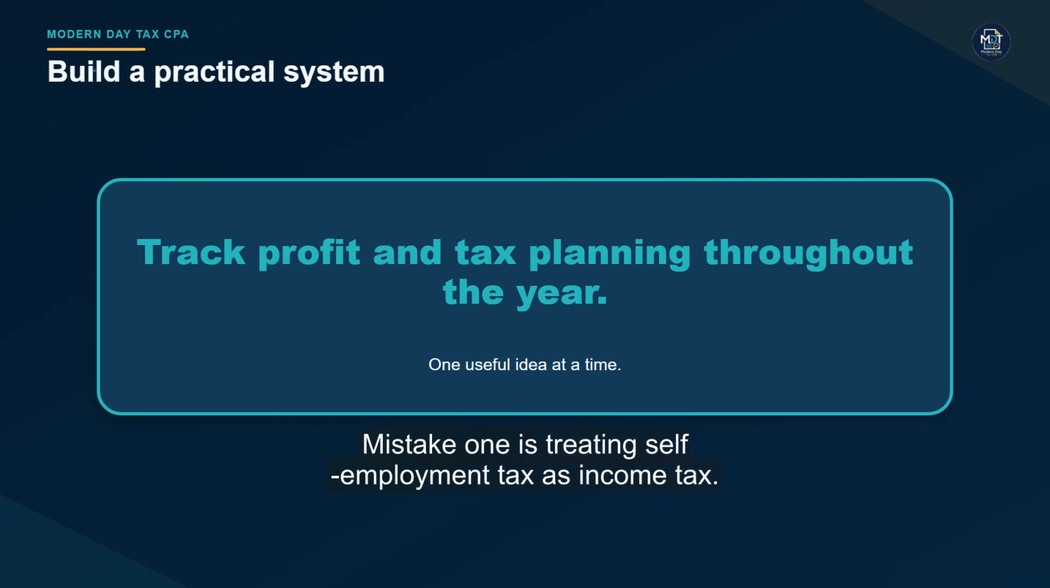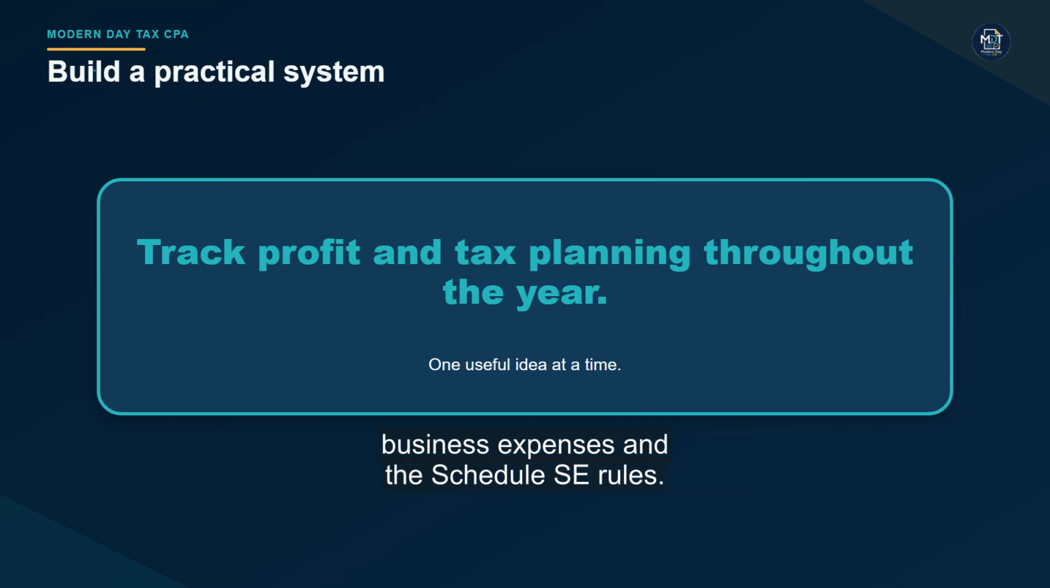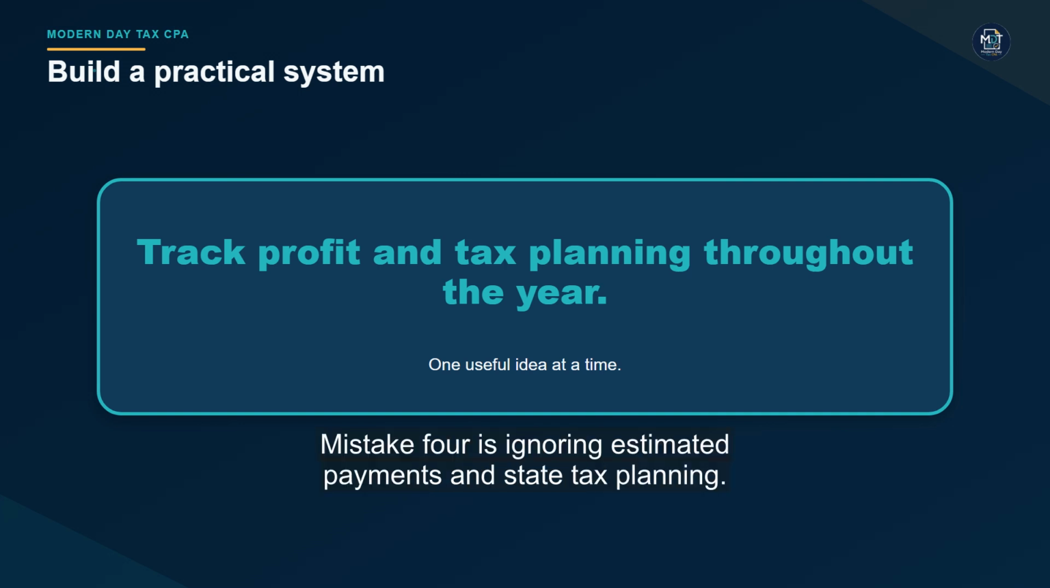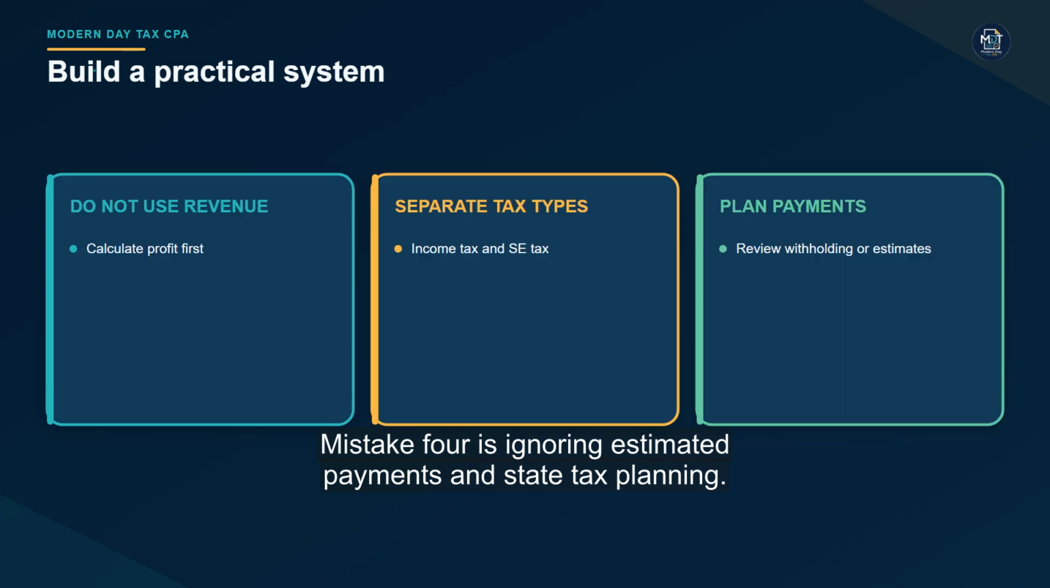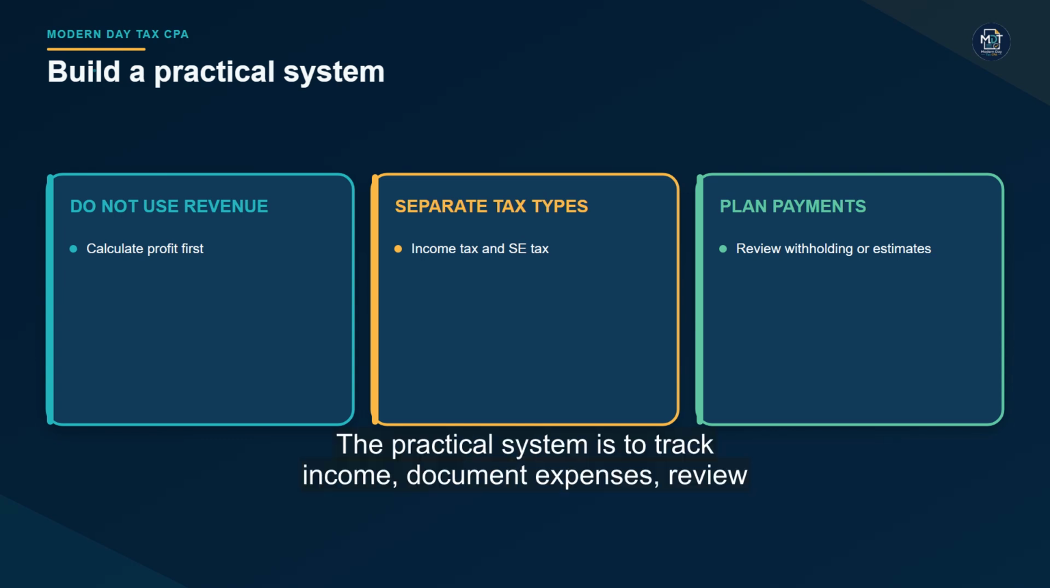Next are the 5 most common mistakes I see. Mistake number 1 is treating self-employment tax as income tax. Mistake number 2 is calculating from gross revenue without considering legitimate business expenses and the Schedule SE rules. Mistake 3 is assuming every 1099 automatically proves self-employment tax treatment. Mistake 4 is ignoring estimated payments and state tax planning. Mistake 5 is comparing contractor revenue directly with employee take-home pay.